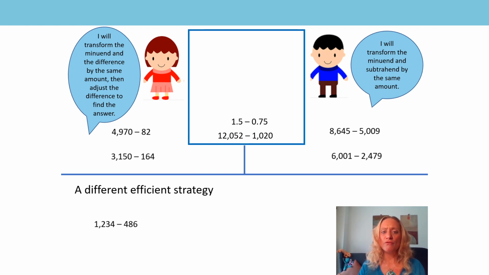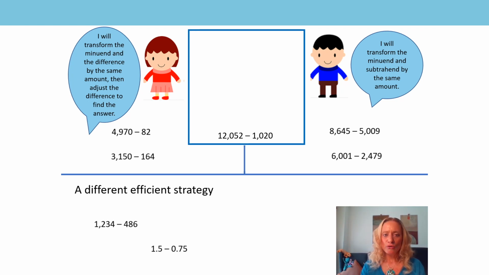What about the next one, 1.5 subtract 0.75. Are Ellie or Sam's methods useful? I don't think they are, are they? Because I think I just know this one. I think I just know that 0.75 is a half of 1.5. So I can find the difference really easily. I can use a different efficient strategy. It's a known fact, isn't it?